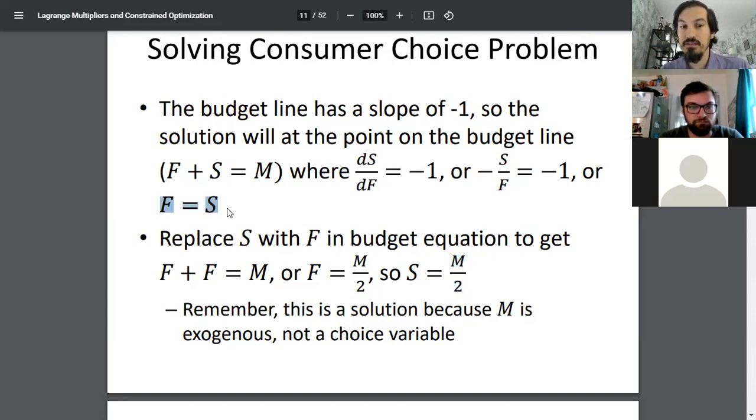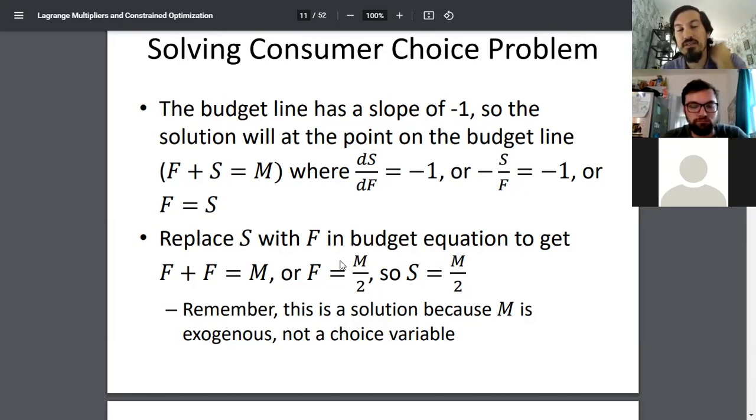Like if you answered this question by saying f equals s, and that's your answer, that would not be right. That would be incorrect. It would be incomplete. You know, partial credit, yes. But the full answer to this problem would be something like this. How much do I spend on food? Whatever m is divided by 2. How much do I spend on shelter? Whatever m is divided by 2. And that is the solution to this consumer choice problem.